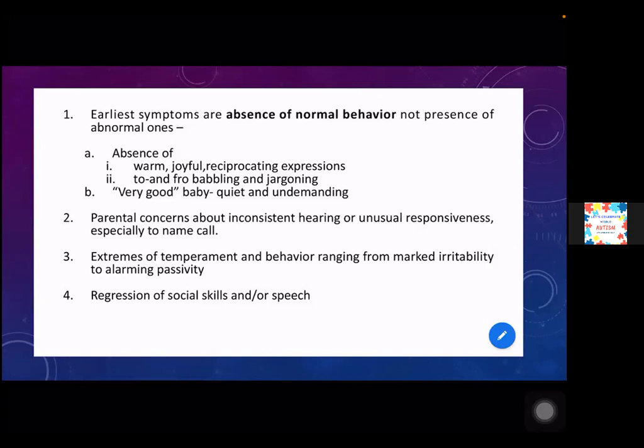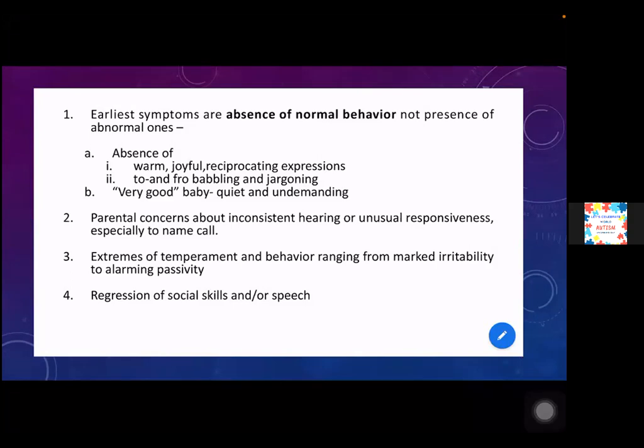Extremes of temperament and behavior, ranging from marked irritability to alarming passivity. So these are both the ends of the spectrum, you could say. The child is excessively cranky, doesn't like to be touched, doesn't like to be swaddled, doesn't like to be held. Or the child is extremely happy-go-lucky, mixes very well with everyone. So these are red flags that your child may have autism.